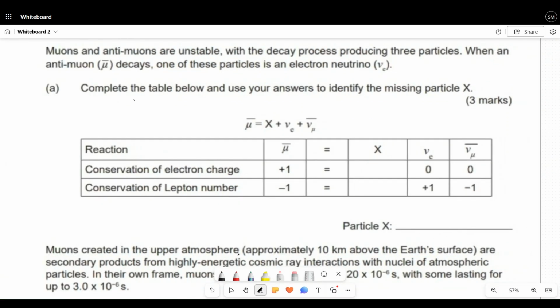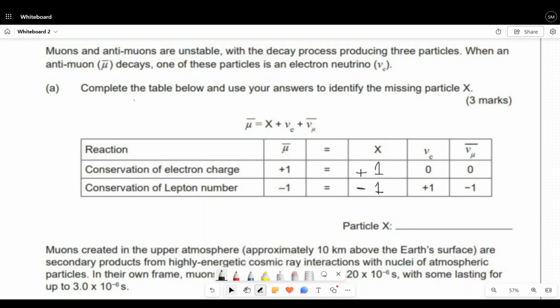So knowing that, let's fill out this table, and it's very, very simple. 0 and 0 plus x, the charge of x has to equal +1, so this will be +1. Okay, and +1 and -1, which is equal to 0, plus the lepton number of x has to equal -1 on the left-hand side. So x will be -1, just like that.